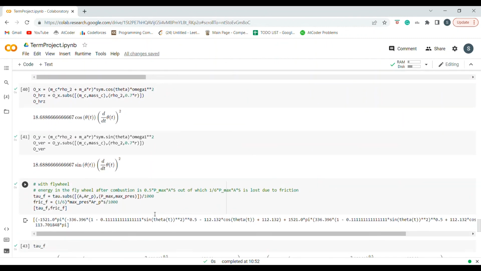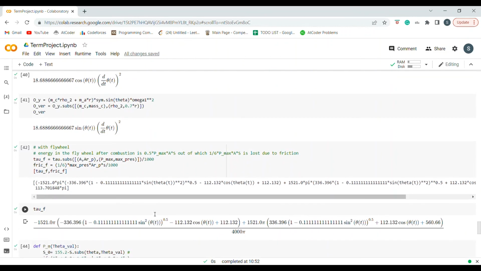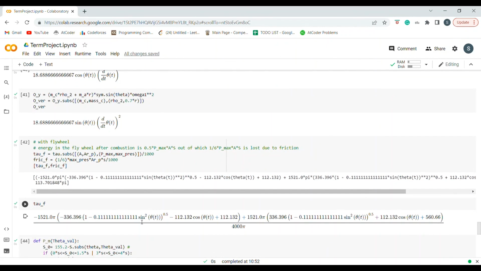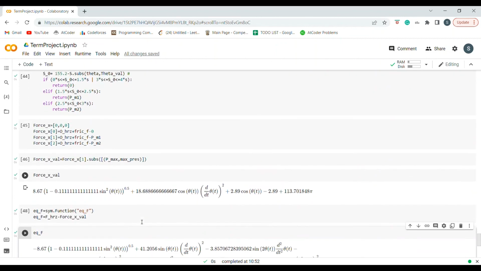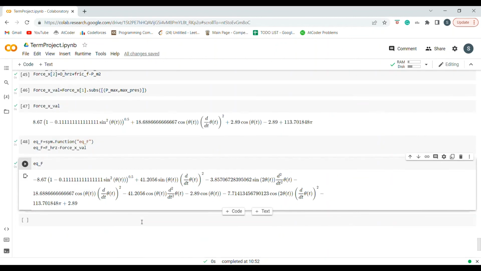Now, with the flywheel, we calculated the energy. The energy in the flywheel after combustion is half Pmax A into S, out of which a significant portion, about 1/6 of it, is lost due to friction. This is the equation of the tau F, the force value along x, and the force value along y. This is the equation.